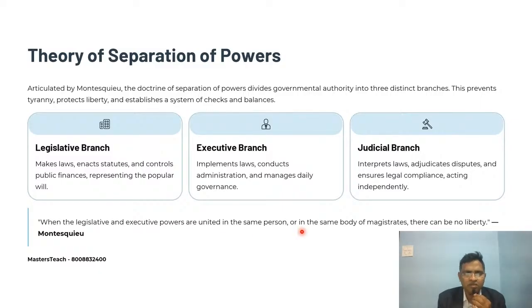If the three powers are held by the same person, then there can be no liberty for the normal people, as given by Montesquieu. Just remember this information and the branches: legislative branch, executive branch, and judicial branch.